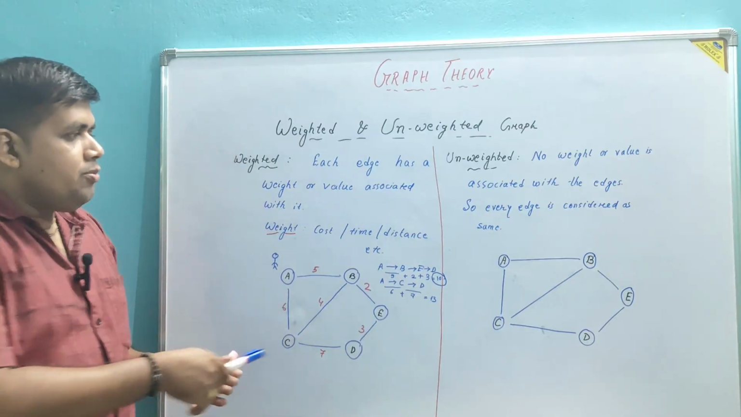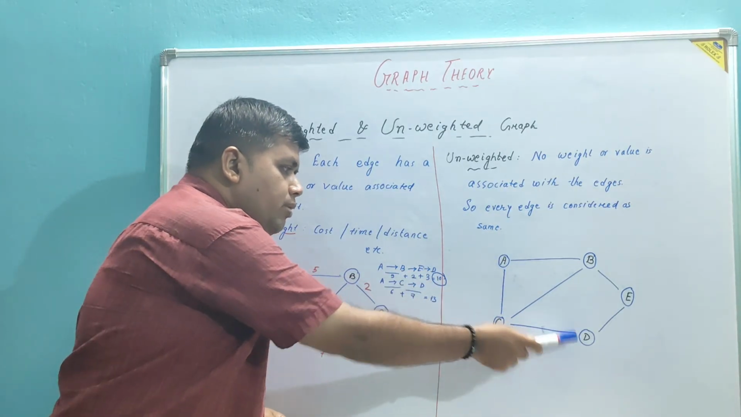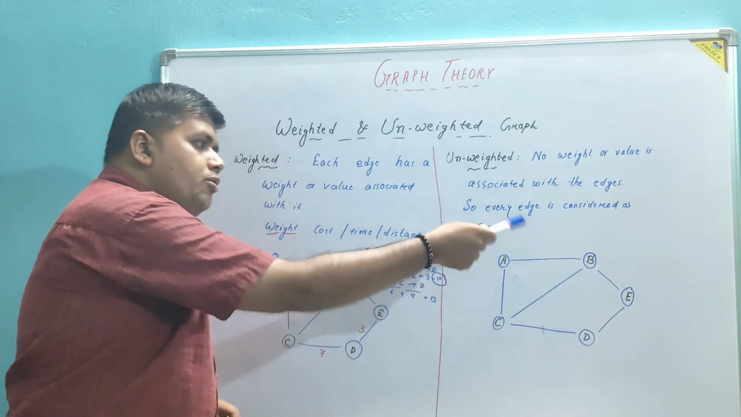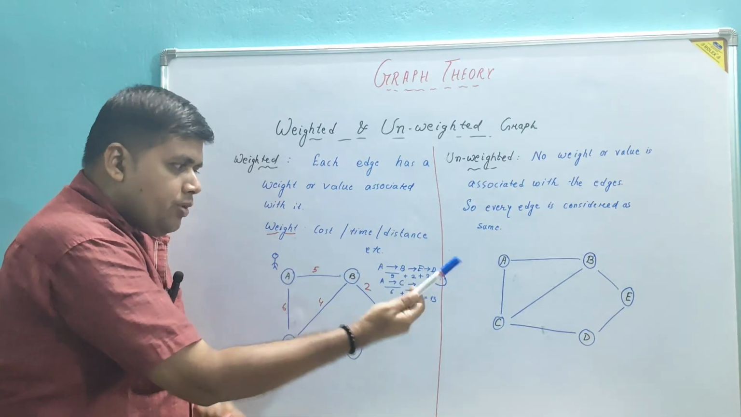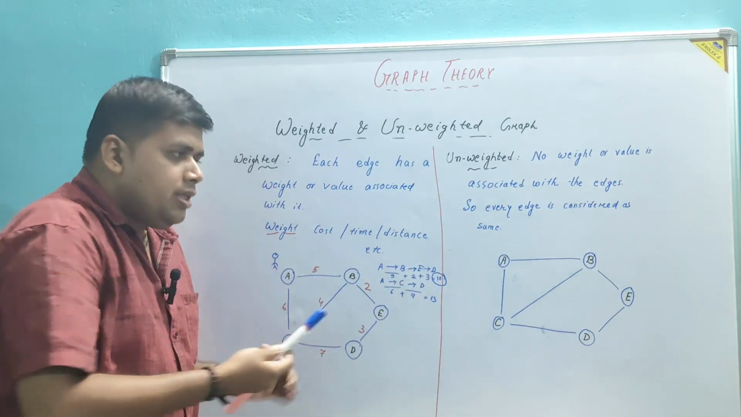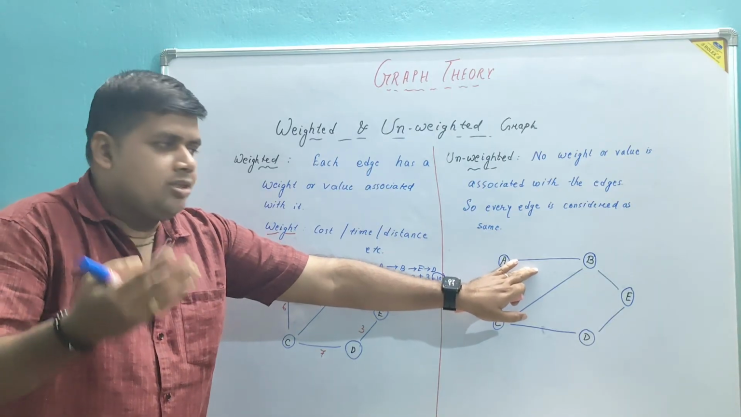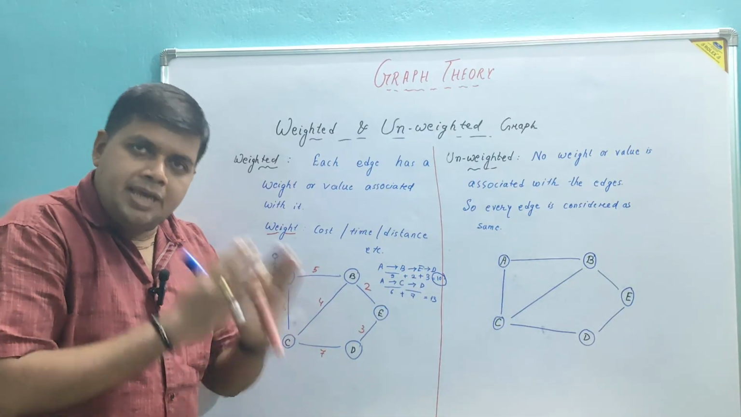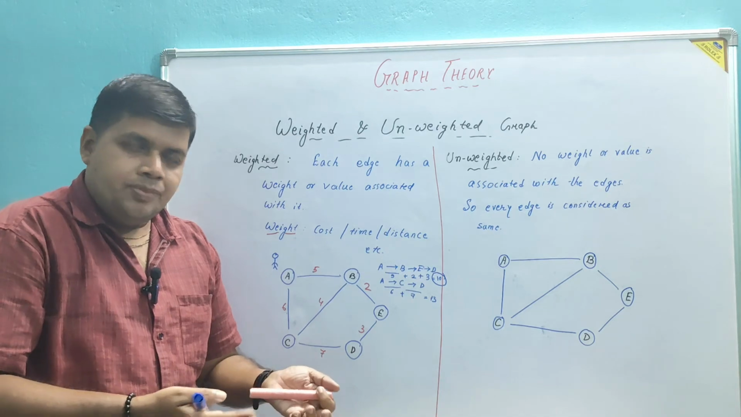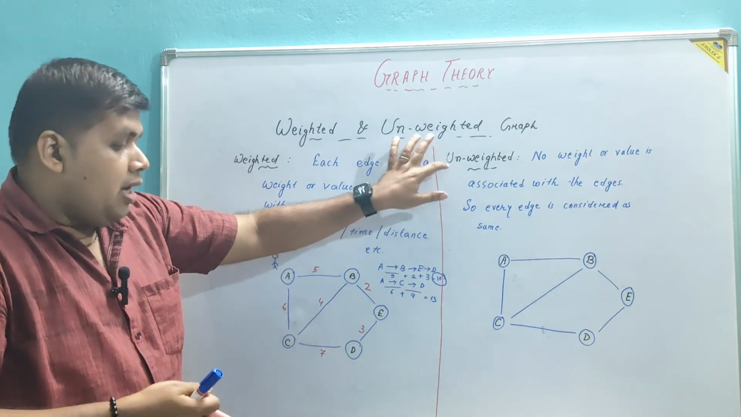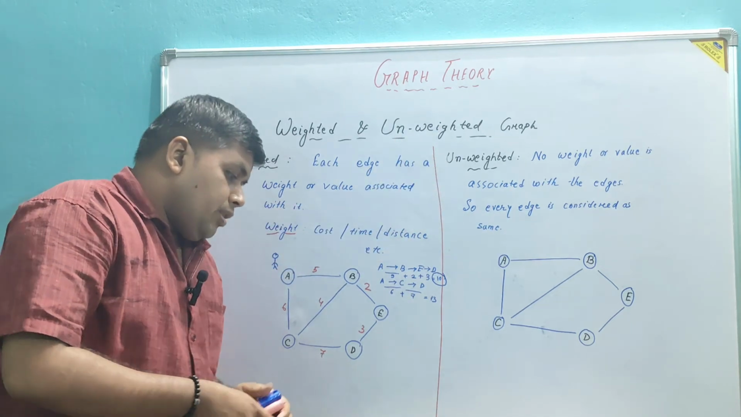Now, if a person wants to move from A to D, they can move from A to B, B to E, E to D, or they can move from A to C, C to D. Since there is no weight associated with that, every edge is considered the same. So that is all about unweighted graph.